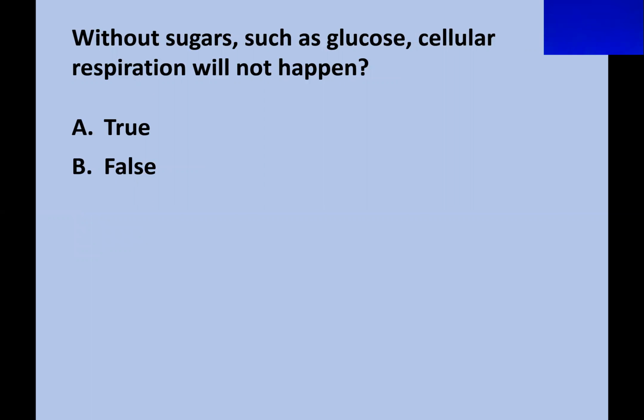Without sugars, such as glucose, cellular respiration will not happen. True or false? And that answer is false, because I want you to remember you don't just eat sugar, or hopefully you don't, right? You eat proteins and you eat lipids. So we have lots of different sources of energy from our food. We just talk about the cellular respiration pathway with glucose because that's the best studied. But if you get into a biochemistry class, you might learn where proteins and lipids, things like that, come in to also be broken down to provide or to help make ATP.